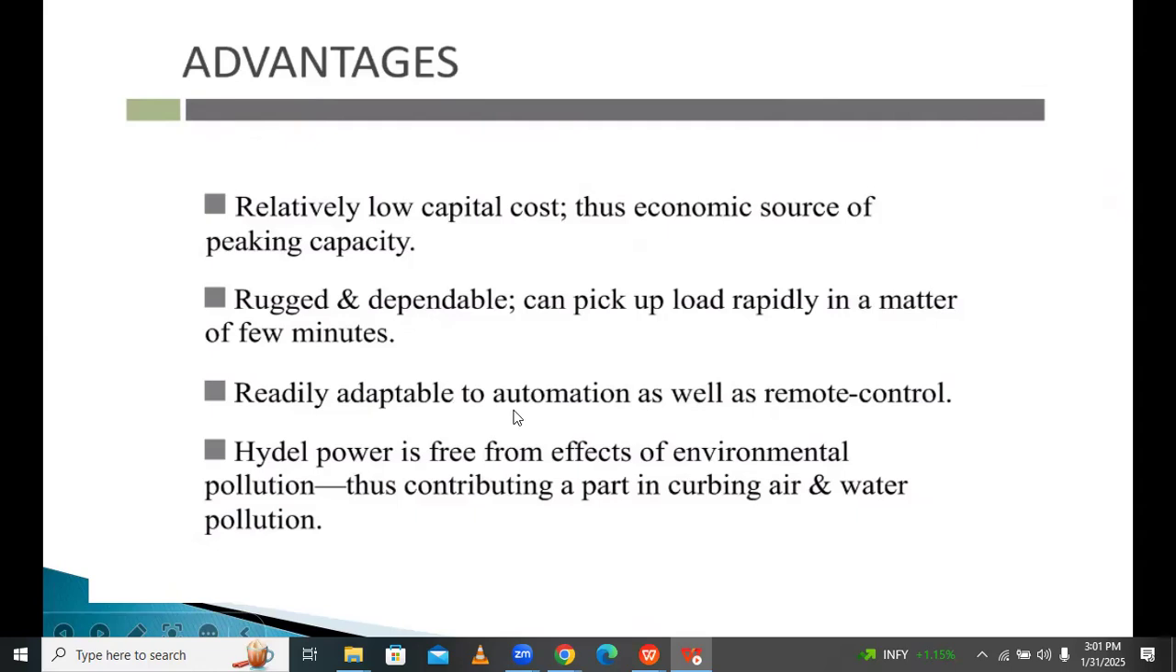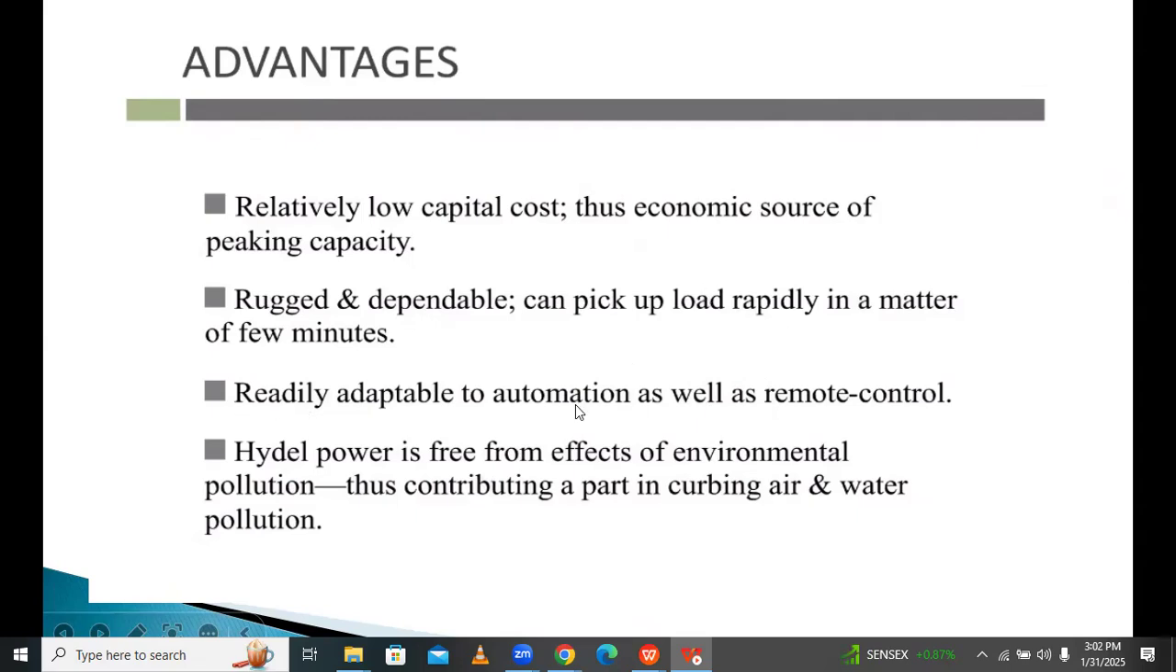Readily adaptable to automation as well as remote control is the next advantage of pumped hydro storage systems. Hydropower is free from the effects of environmental pollution. We can generate electricity with free energy without much maintenance. There is no environmental pollution, contributing to curbing air and water pollution. So these are some of the advantages.